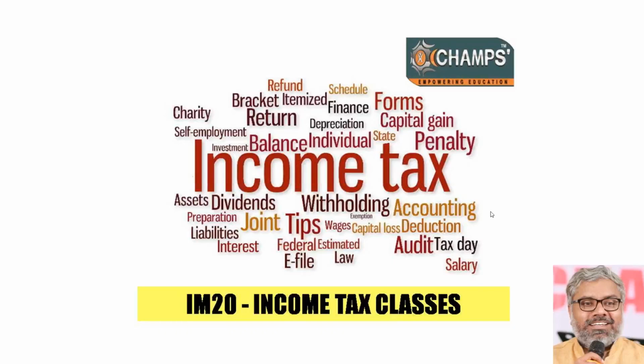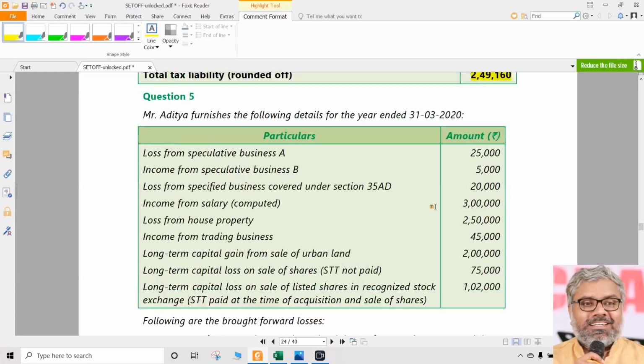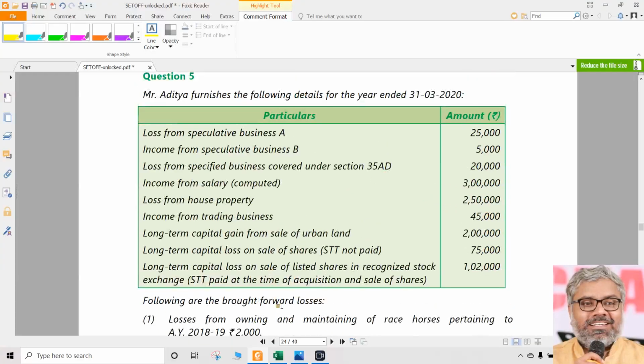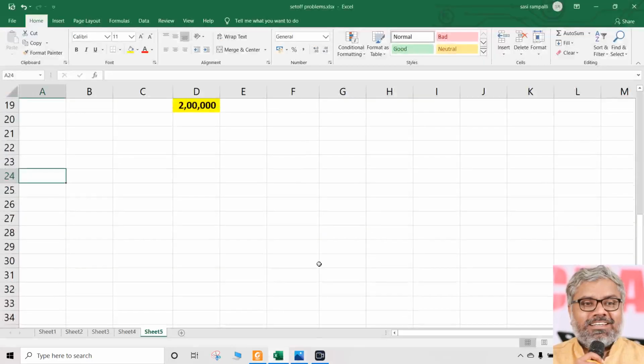In the previous session, we discussed some of the solutions to problems given in the ICA material and some of the questions given in a task to you. Now let's continue with the discussion of some more problems in relation to the set off and carry forward of losses given in the ICA material. Up to question number 4, we have already done. Now let us solve the questions in relation to question number 5 onwards.